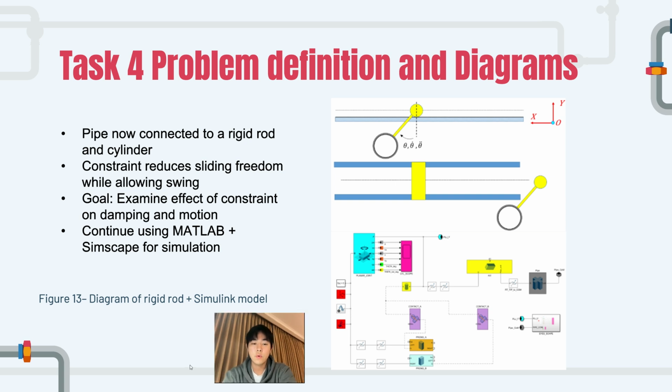In task 4, we added a constraint to the system by attaching the pipe to a rigid rod and cylinder. This limited the pipe's motion even more, providing a more guided path for swinging. The objective here was to see how this added constraint impacts the damping and swinging behavior compared to task 3. We expected the pipe to show similar decay in motion, but with more control over its movement, especially in lateral directions.